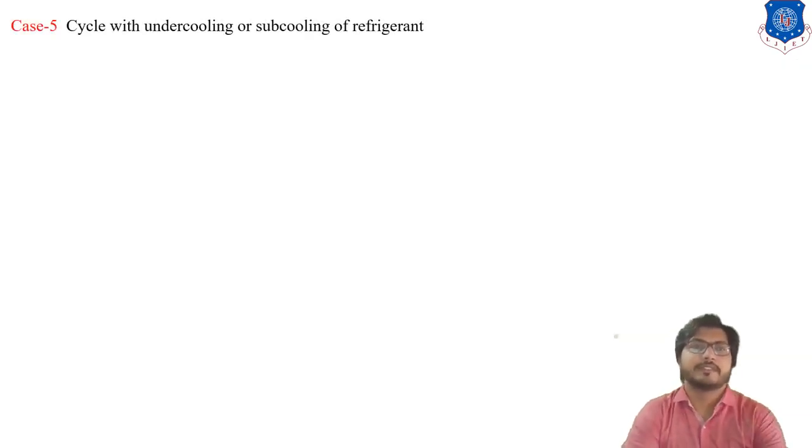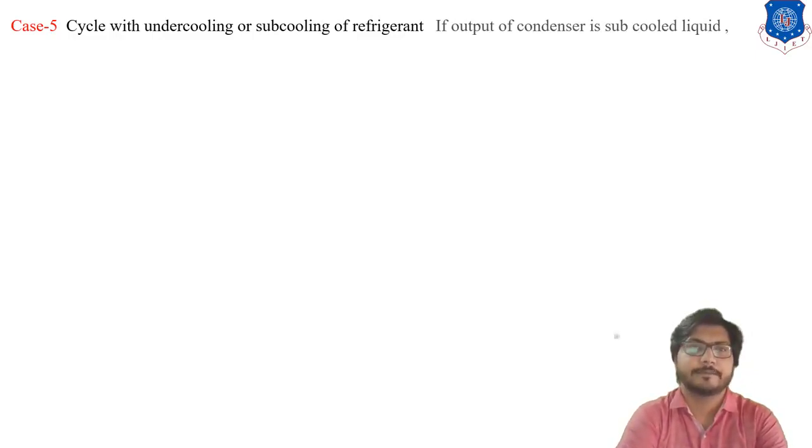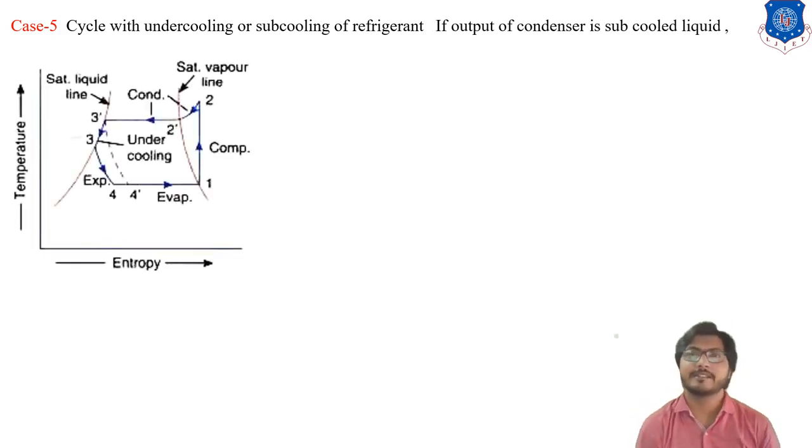Now case 5, cycle with undercooling or subcooling of refrigerant. If the output of the condenser is subcooled liquid, that means the condenser is subcooled. Here we draw a TS diagram. 3 dash is a saturated liquid line. So here temperature drops, this is the subcooling phase, called subcooling phase 3.